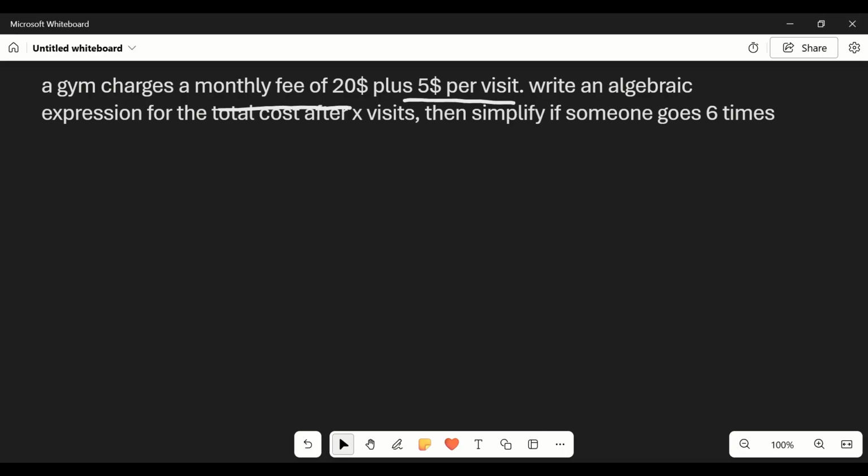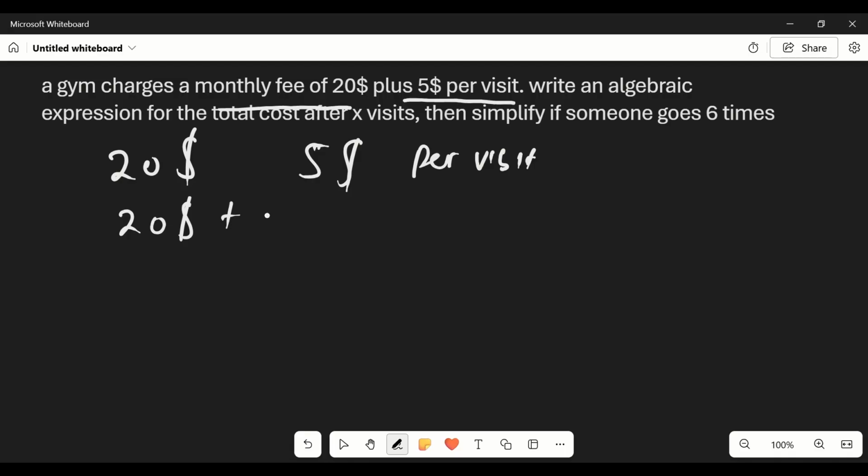So there are two parts, $20 and $5 per visit. So if we visit the gym 2 times, we get the charge of $20 plus 5 times 2 is $10. So we must pay $30. In this case, we don't know how many visits yet. So we use a letter. Let's call it X. X is the number of visits.